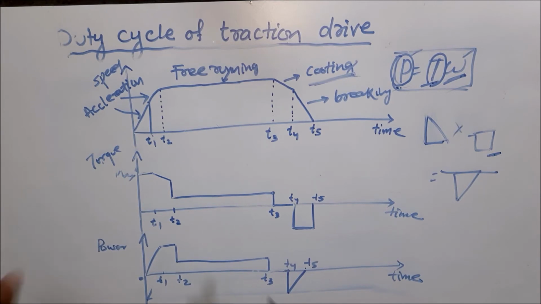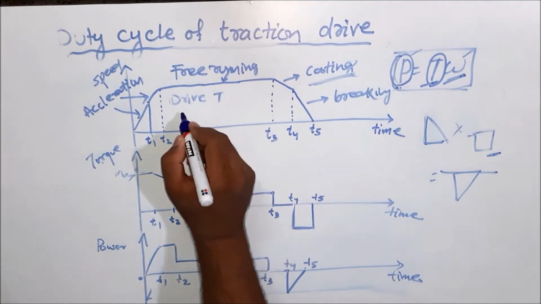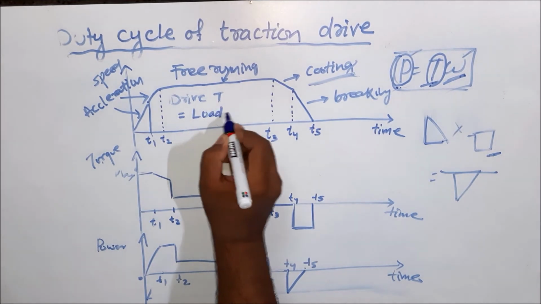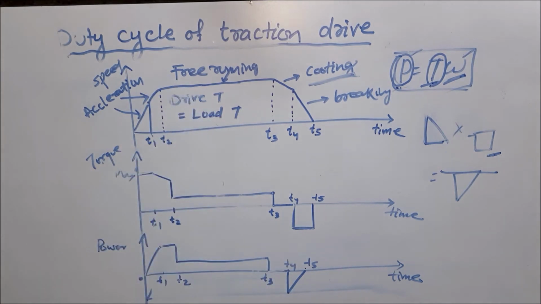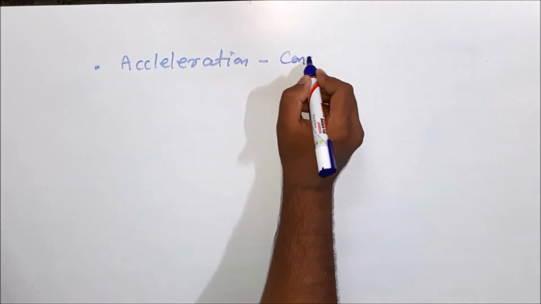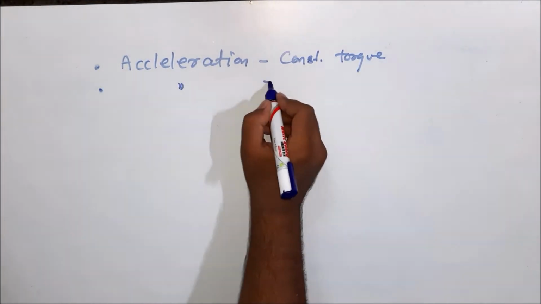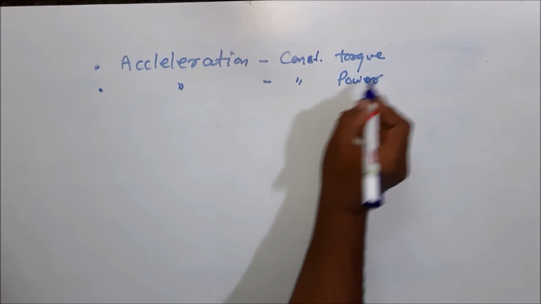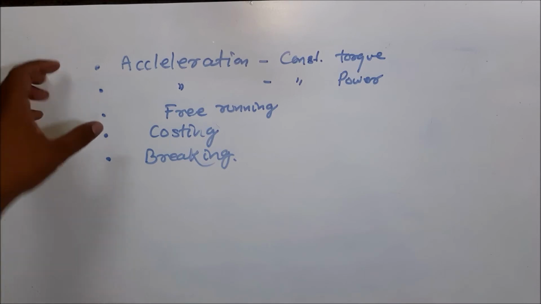And you can see what the free running condition is. Free running condition is that condition where drive torque is equal to load torque. So when drive torque is equal to load torque, that is called free running condition. So this is all about the duty cycle of traction drive. We have studied the duty cycle consists of, first, acceleration with constant torque. The second portion is acceleration with constant power. Third one is free running. And the last one is braking.